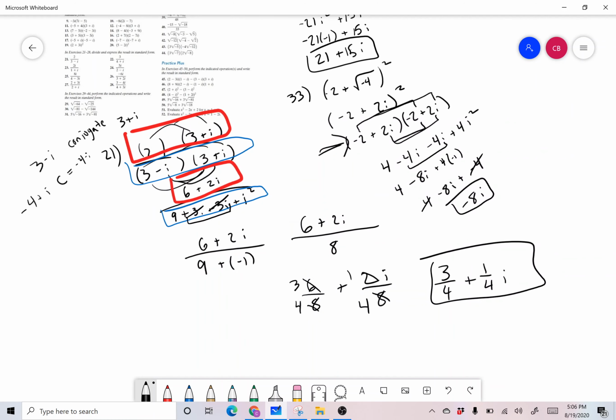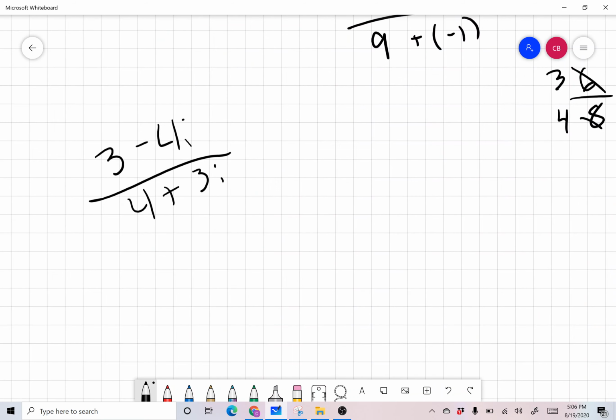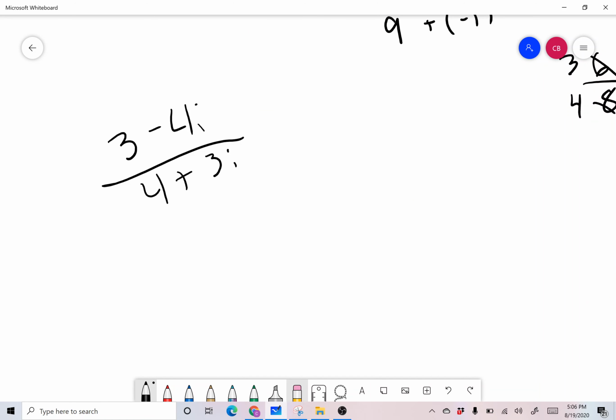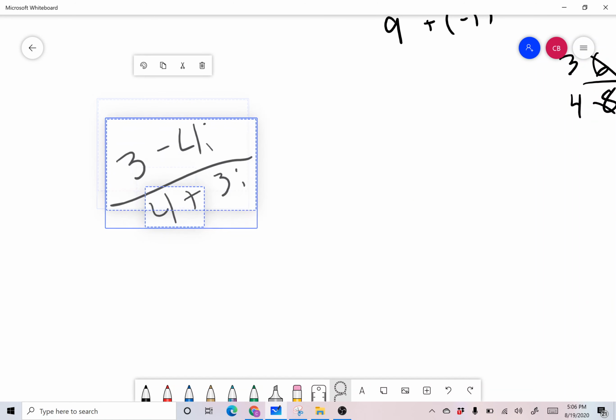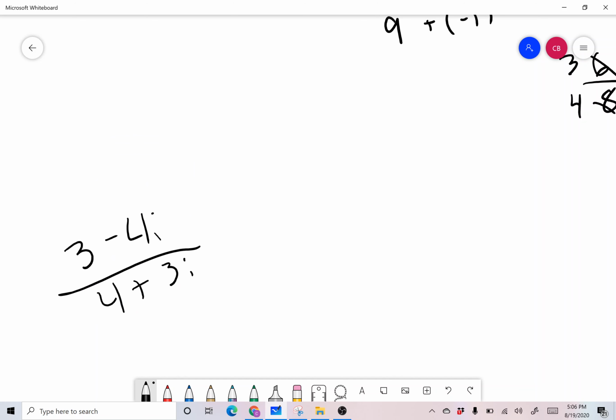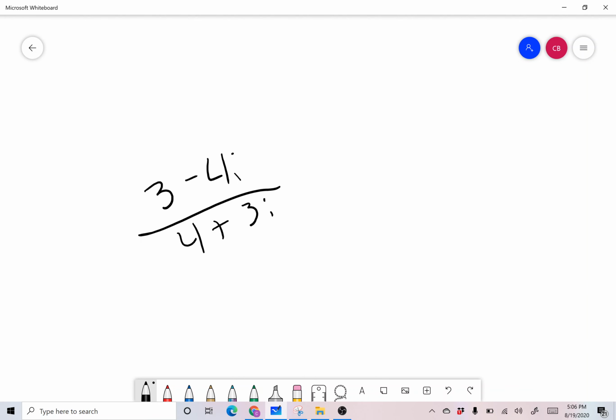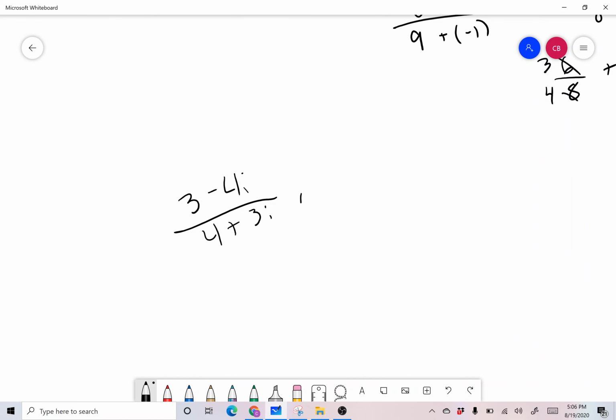Okay, so let's do number 28, which is 3 minus 4i over 4 plus 3i. See if I can rotate this a little. No, I guess not. Oh, I can move it down. Okay, there we go. All right, so let's do the conjugate. We want to rationalize the denominator, so we're going to take the conjugate of only the bottom. We don't worry about the top. The conjugate down here is going to be 4 minus 3i. Now, if you're unsure if you got the right conjugate, when you multiply them and distribute, it should cancel out the i's on the bottom. If it doesn't, then you've used the wrong conjugate.